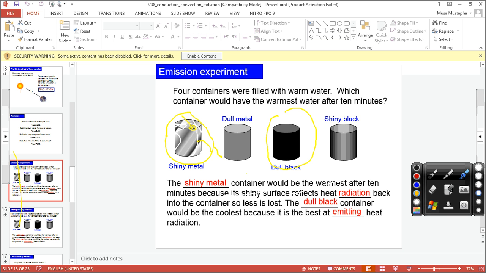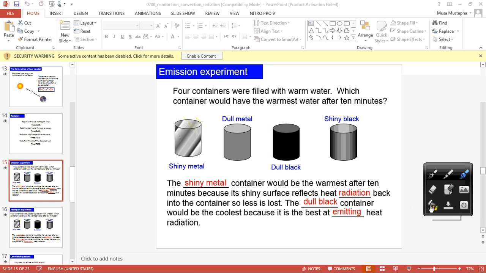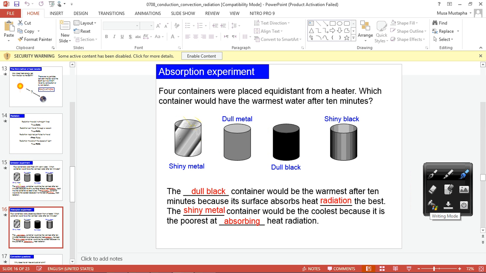And now the next one we need to talk about is the absorption experiment. Four containers were placed equidistant from a heater, meaning at the same distance from a heater. Which container will have the warmest water after 10 minutes? The dull black container will be the warmest after 10 minutes. Its surface absorbs heat radiation the best. The shiny metal container will be the coolest because it is the poorest at absorbing heat radiation.